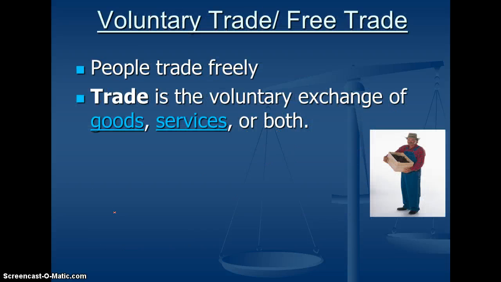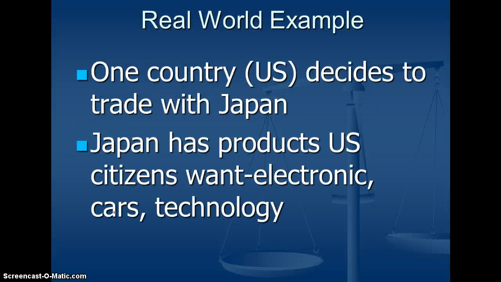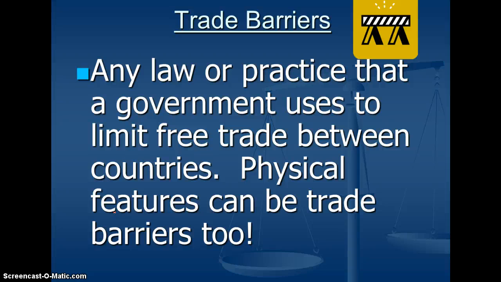Voluntary trade or free trade. You trade freely. Trade is voluntary. It's an exchange of goods and services, or both. There isn't restriction on trade. We decide we need to trade with Japan, for example. We import their cars, and we export energy sources that they need. So there's lots of different back and forth trading. It's free trade.